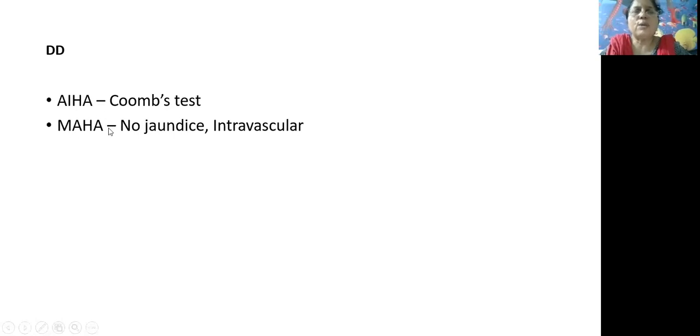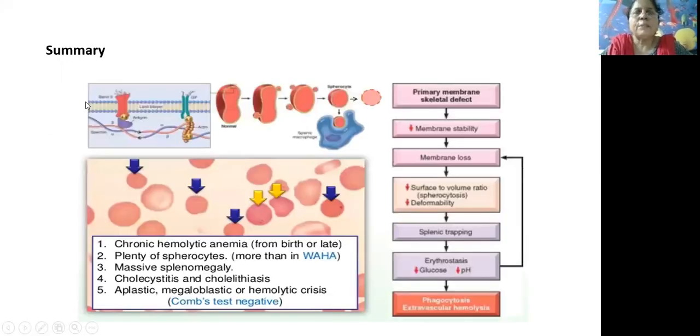Second is microangiopathic hemolytic anemia. This is an intravascular one, but here there is no jaundice, and it is an intravascular hemolysis caused by small thrombi within the vascular system. These two have spherocytes. So let's summarize this.